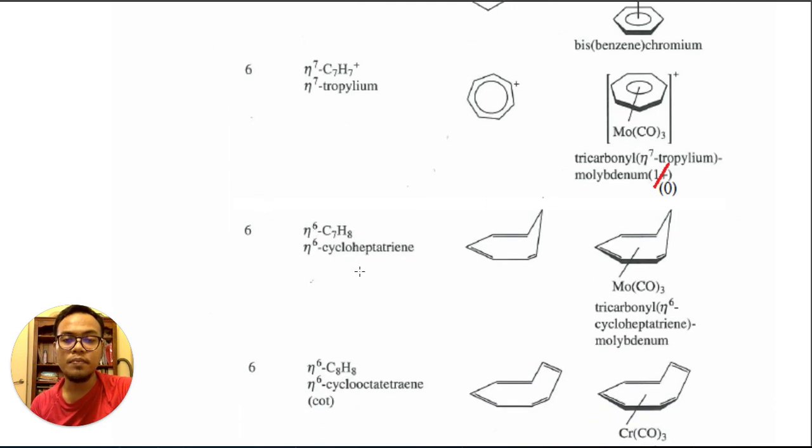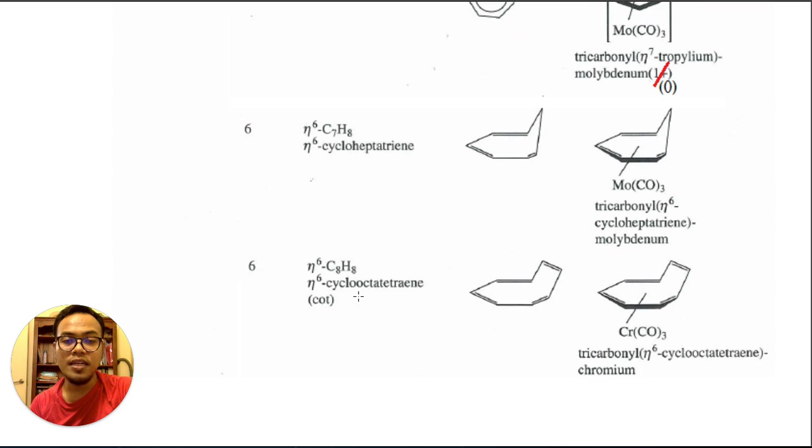And we have cycloheptatriene. This is hexahapto. So 6 electrons involved, even though we have 7 carbons, only 6 carbons are involved: 1, 2, 3, 4, 5, and 6. Within the 6 carbons, we have 3 double bonds, so 3 times 2, 6 electrons. Cyclooctatetraene, or COT, 6 electrons contributed as well, because 1, 2, 3, 4, 5, 6 atoms are involved. So for every 6 atoms involved, you have 6 electrons.